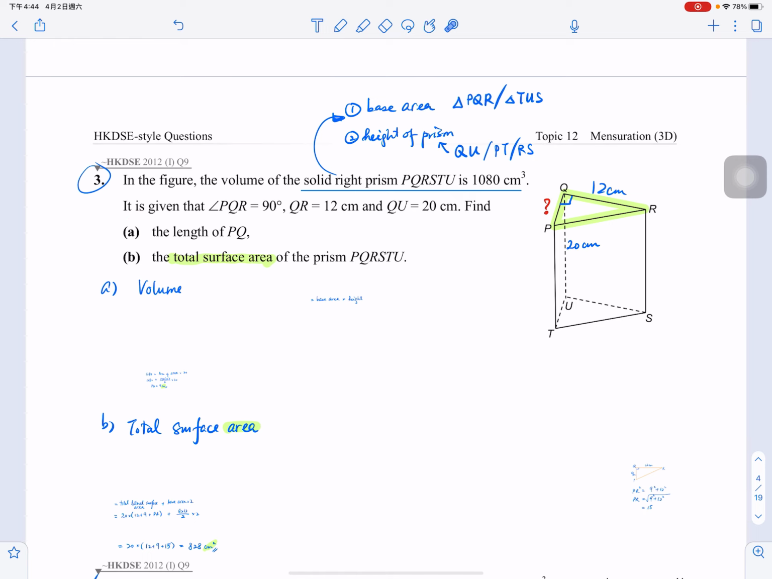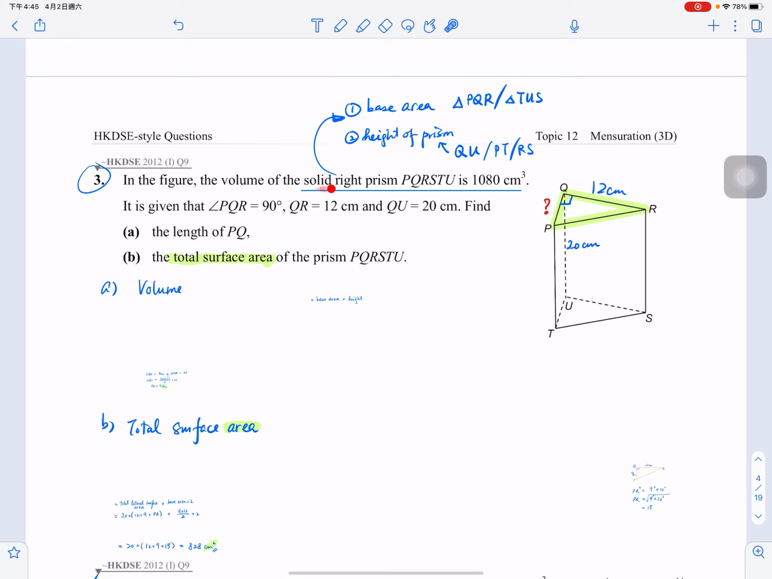Given that angle PQR is 90 degrees, I mark it here. QR is 12 cm, QU is 20 cm. A, find the length of PQ. I mark a question mark here. B, the total surface area of the prism. Think about how many faces you need to count. You need to calculate them later on, let's see.